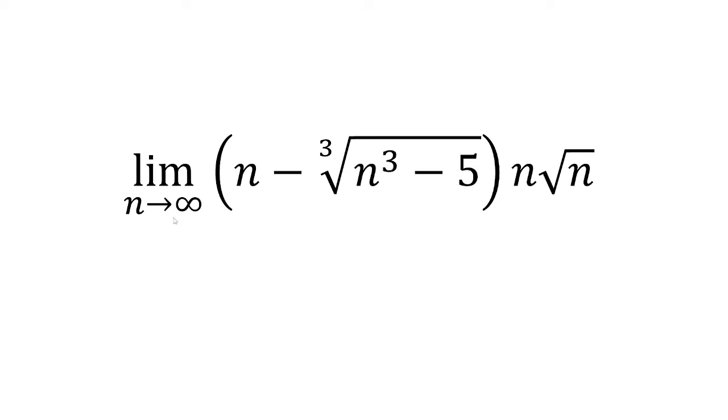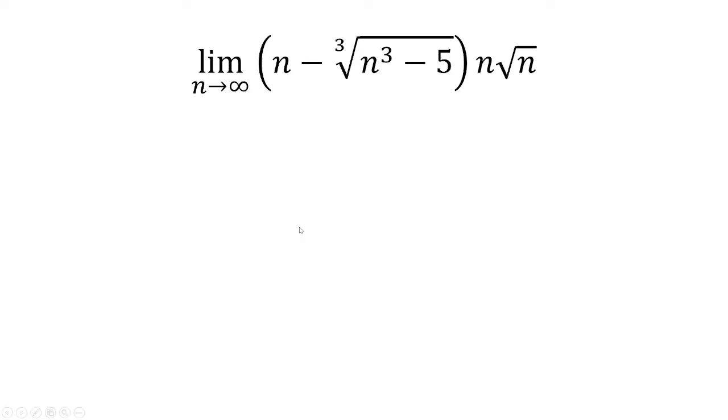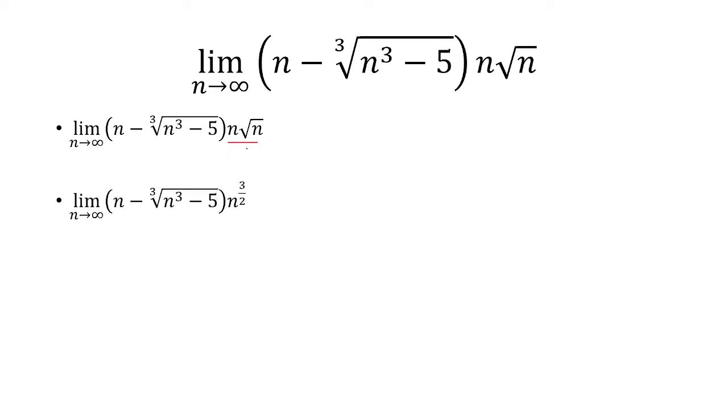In this video, we take the limit as n approaches infinity of n minus the cube root of n cubed minus 5 times n times the square root of n. Okay, first let's work with n times the square root of n. That's just going to be n to the 3/2 power. And now we have to distribute this to both n and the cube root.